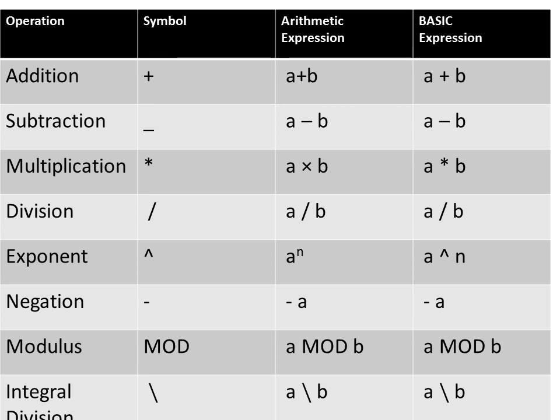The symbol for negation operation is minus. In arithmetic expression, when the symbol is applied on any value, we can write it as minus a, and in BASIC expression it can also be written as minus a. The symbol used for modulus operation is mod, and when we apply this operation on any two values, then we write a mod b, both in arithmetic and BASIC expressions.